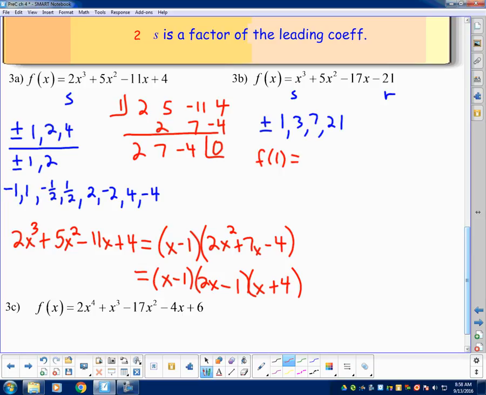F of 1 equals, that's 1 plus 5 is 6, minus 17 is negative 11, minus 21 is negative 32. Rats. Anybody else have something? So should we try f of negative 1 next, or has somebody already figured out what might work? What should we try next? Choose wisely. Should we try f of negative 1 next? Hey, what does f of negative 1 equal? You go ahead and tell me.